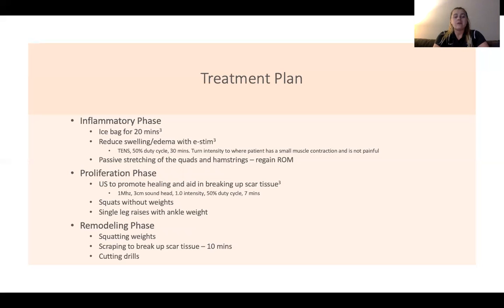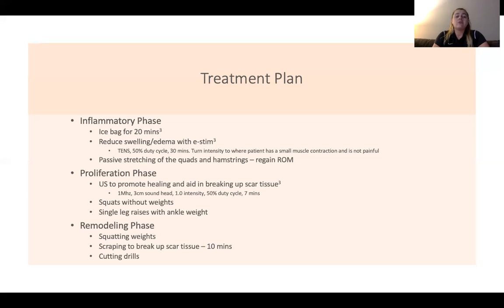And then again, some exercises during this inflammation period: passive stretching of the quads and hamstrings. We want to try and regain as much range of motion in the knee as we can, but also stretching out those quads and hamstrings will prevent further pulling on that meniscus.